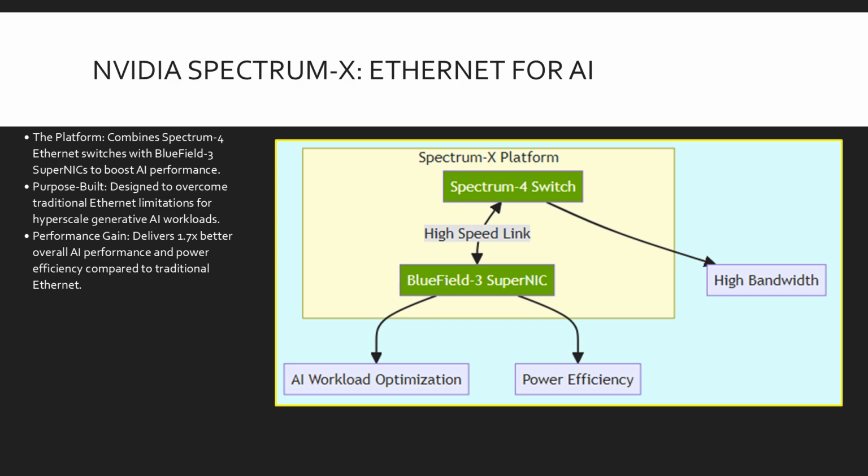What did we learn? We learned that Spectrum-X leverages the DPU to transform standard Ethernet into a high-performance AI fabric. Here we see the core of the Spectrum-X platform. The Spectrum-4 switch and the Bluefield-3 Super NIC are locked in a high-speed, synchronized link. This combination directly drives AI workload optimization and power efficiency. It is not just about the switch having high bandwidth, it is about the Super NIC intelligently utilizing that bandwidth to accelerate the specific needs of AI applications.